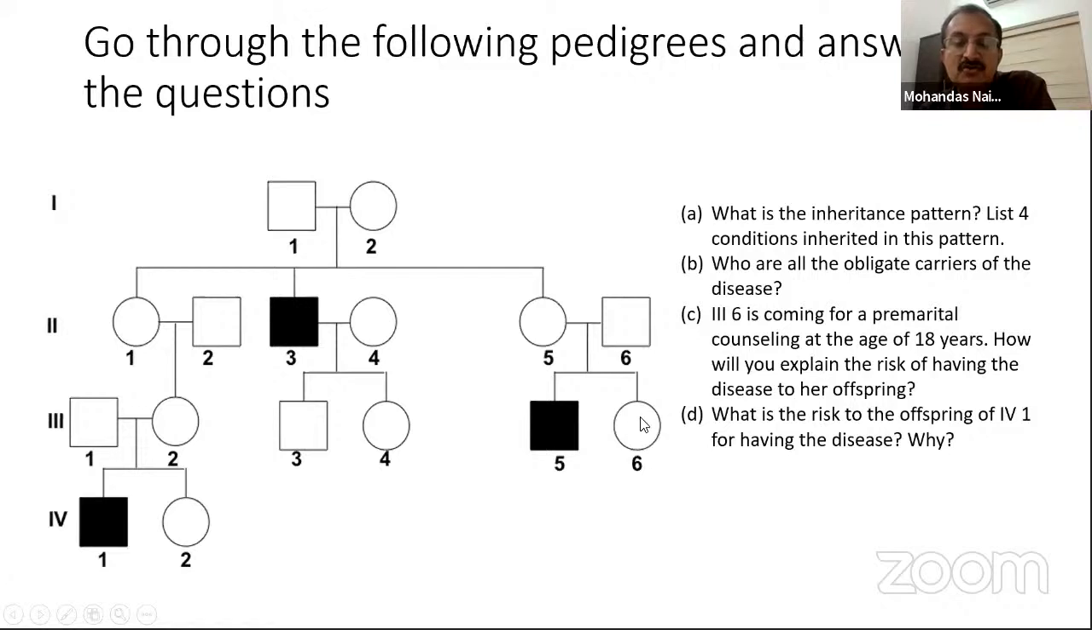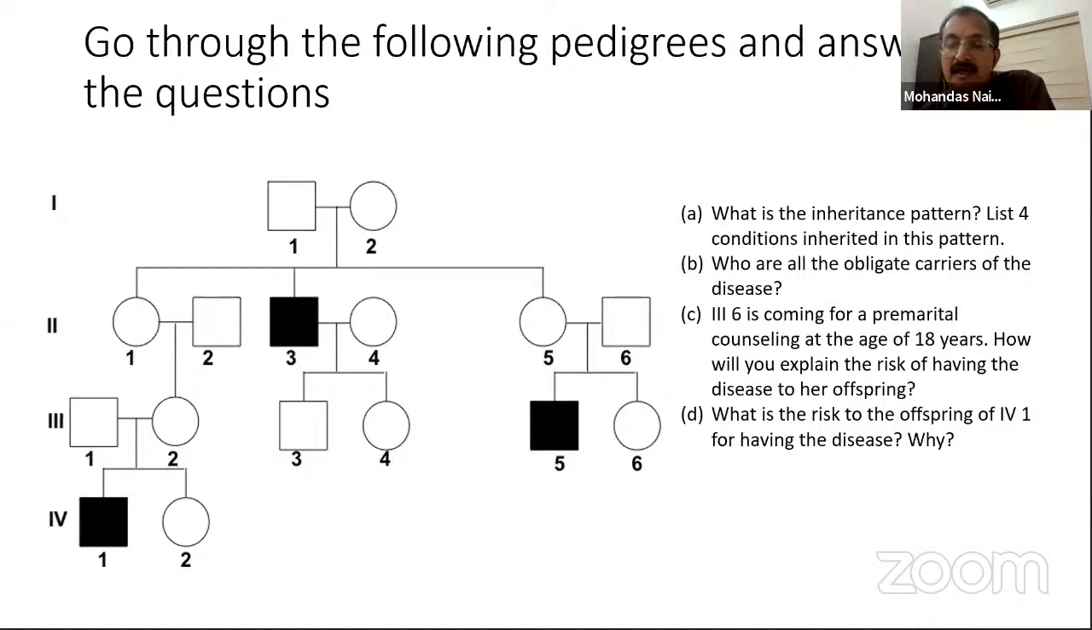So first thing is to know the carrier status of that lady, then only you can counsel. Without knowing that, you can arbitrarily say that there is a 25% chance of her sons being affected and daughters being carriers. But the better way is to do the carrier analysis of this lady and tell the risk. Because if she is not a carrier, absolutely there is no risk.